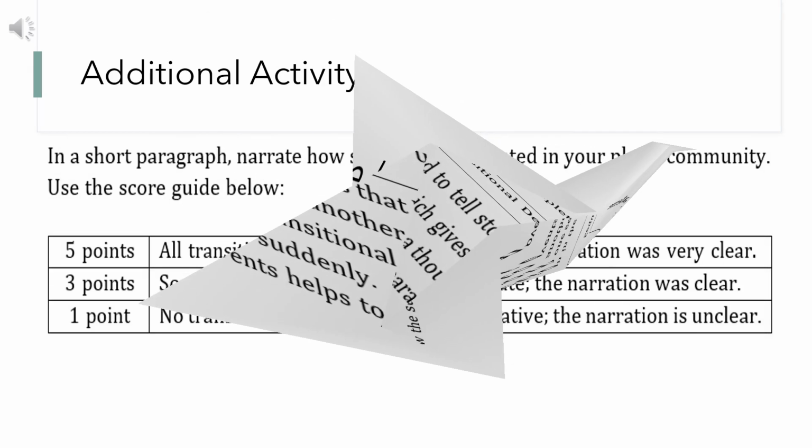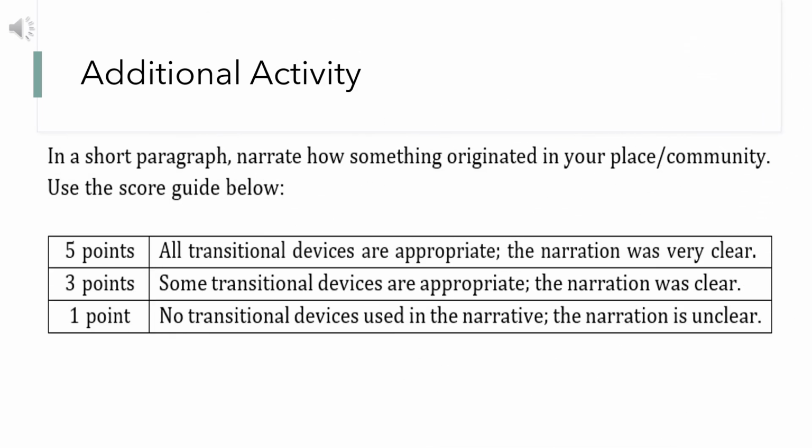Let's go on. Additional activity. In a short paragraph, narrate how something originated in your place or community. So you will be writing a paragraph about something, and the manner of presenting that paragraph is through narration. And as you write it, be guided by the score guide. You will get 5 points if all transitional devices are appropriate and the narration was very clear. 3 points if some transitional devices are appropriate and the narration was clear. 1 point if no transitional devices are used and the narration is unclear.